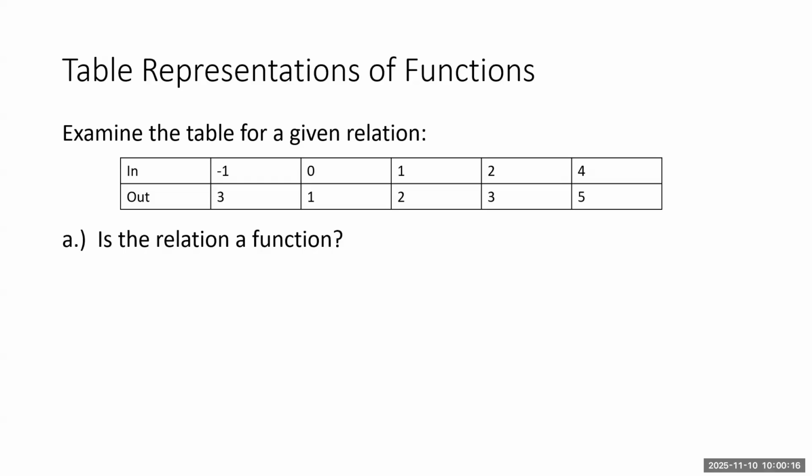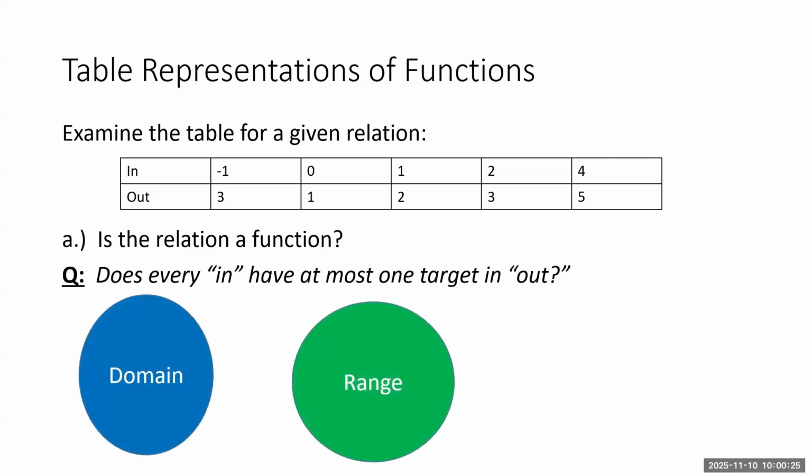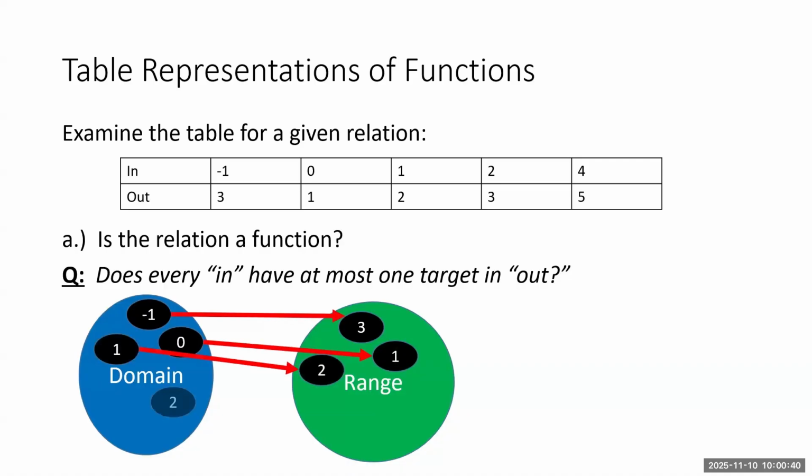Is the relation a function? The question I'm asking here is, does every in have at most one target in out? If I redraw this as a function diagram, in my domain space, which I color blue, I have -1, 0, 1, 2, and 4.